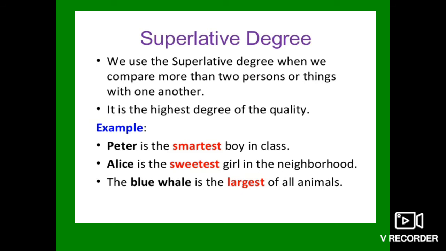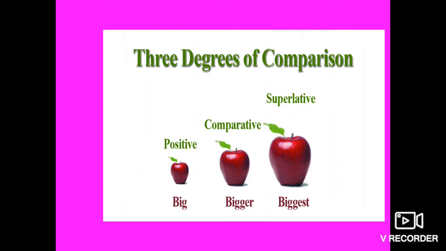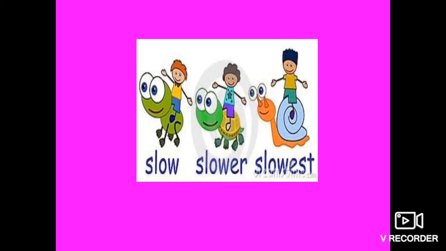Now students, through the examples I've told you how they have been used in the sentence. So let's see how we make them. These are the three degrees of comparison. If I take an example of big, so its comparative degree will be bigger and superlative degree will be biggest. Same is the case with slow, slower, slowest.